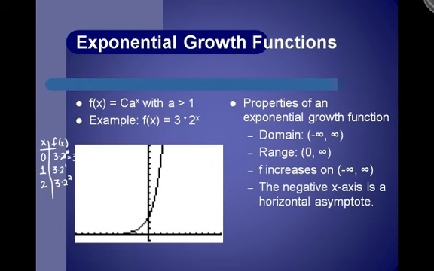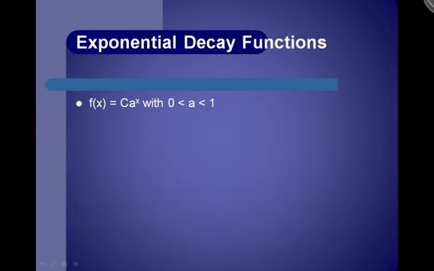The negative x-axis is a horizontal asymptote, meaning the graph can get closer and closer to 0, but it's never going to actually cross over it. And the y-intercept is the ordered pair 0, c, which was what we found when we plugged in x is 0. Now let's look at exponential decay functions. These are f of x equals c a to the x, where a is between 0 and 1.